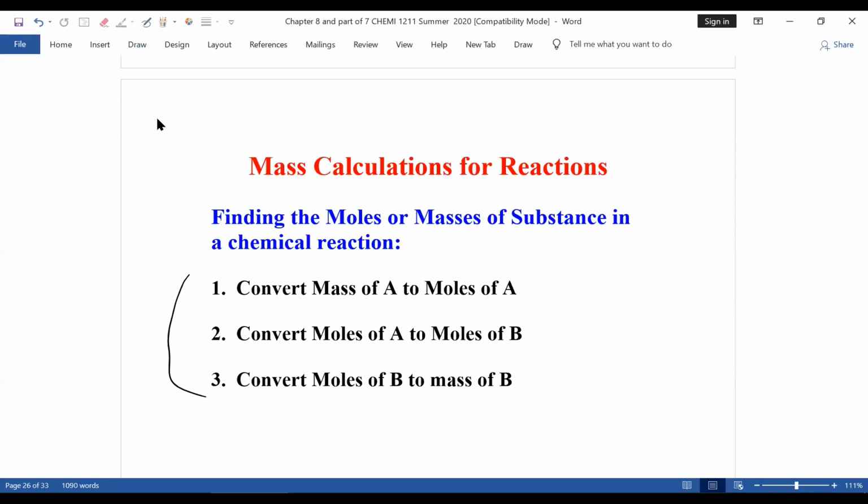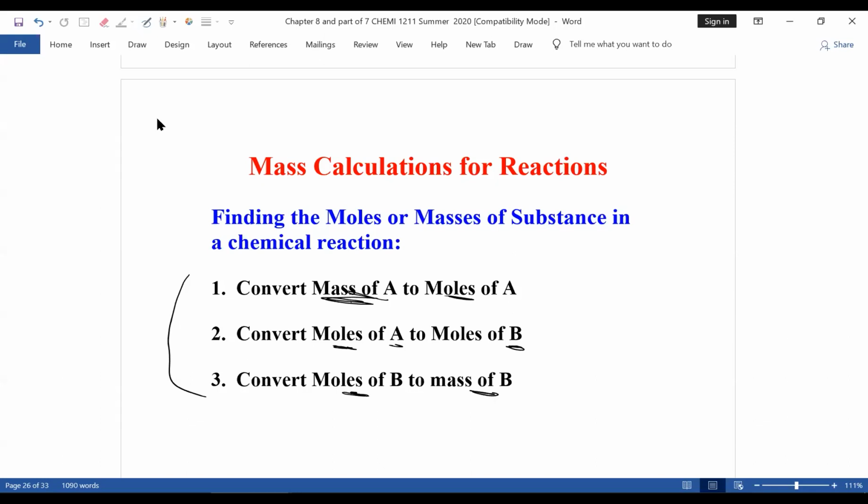You need step number 1. Whatever you're given in weight, you have to convert to moles of that compound. We just did that. Step number 2, we did that actually last week. Step number 2, we did this morning. Whatever you now have moles of, you convert to moles of what you're trying to get. And finally, which we did last week, now the moles of what you're trying to get, you convert to grams of that.